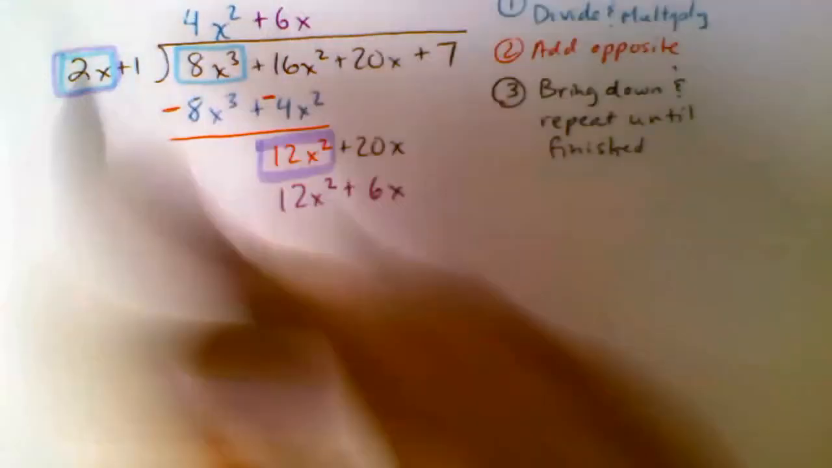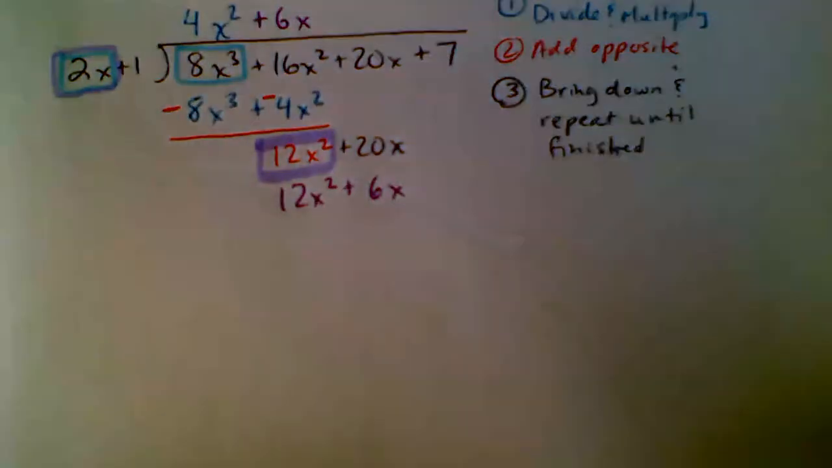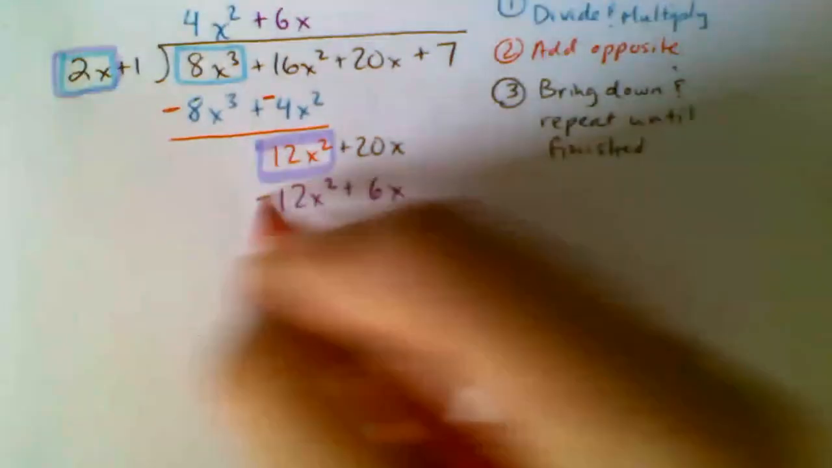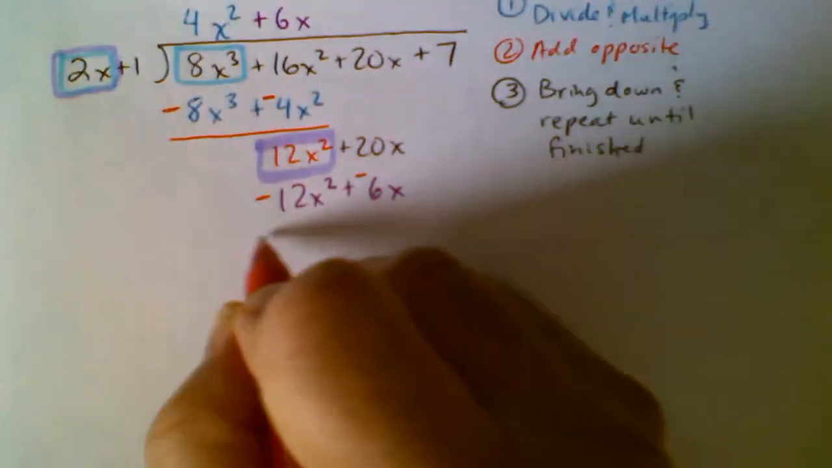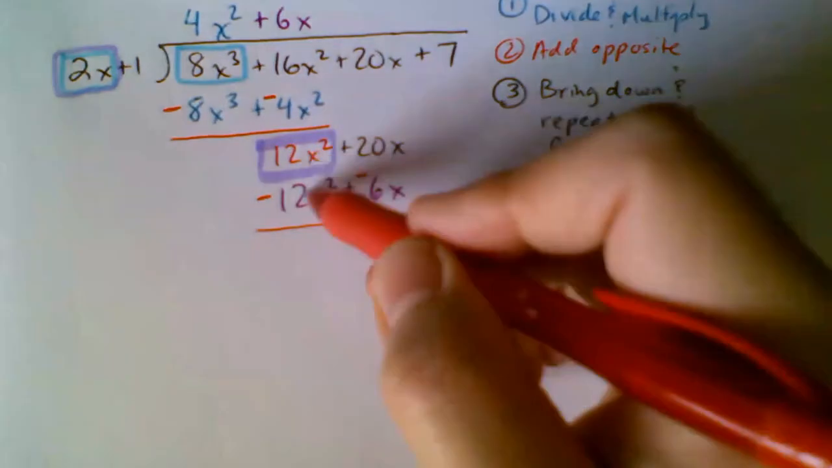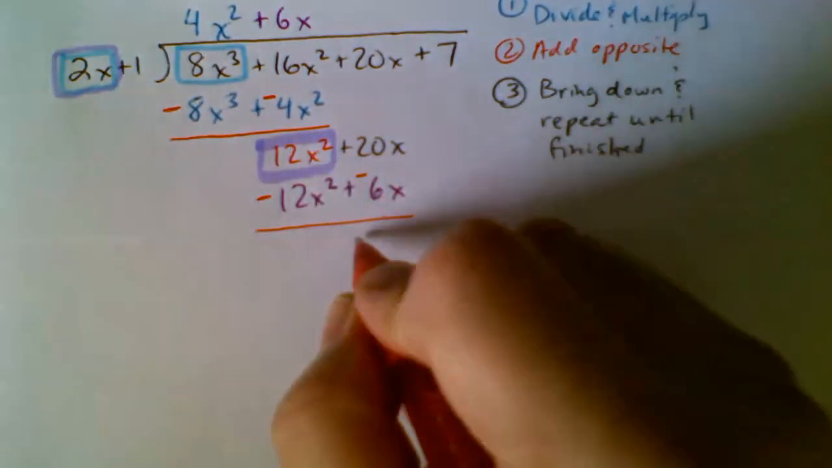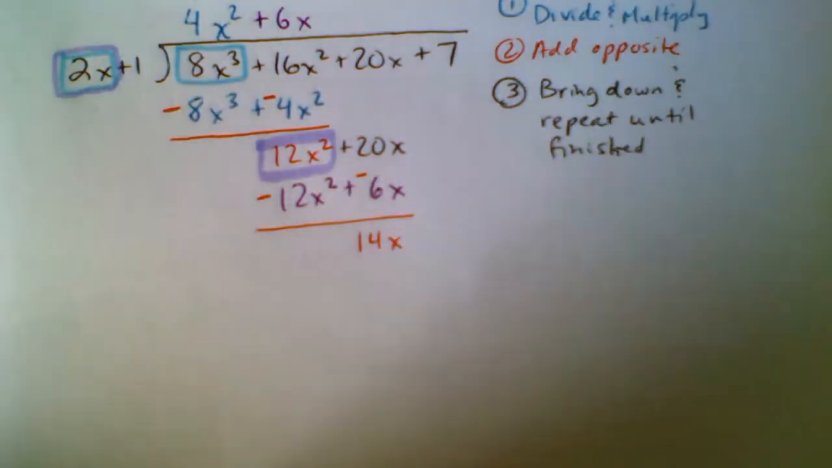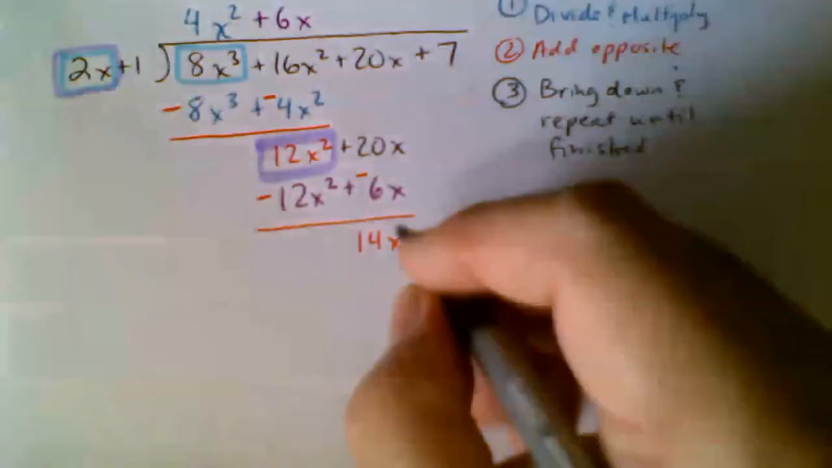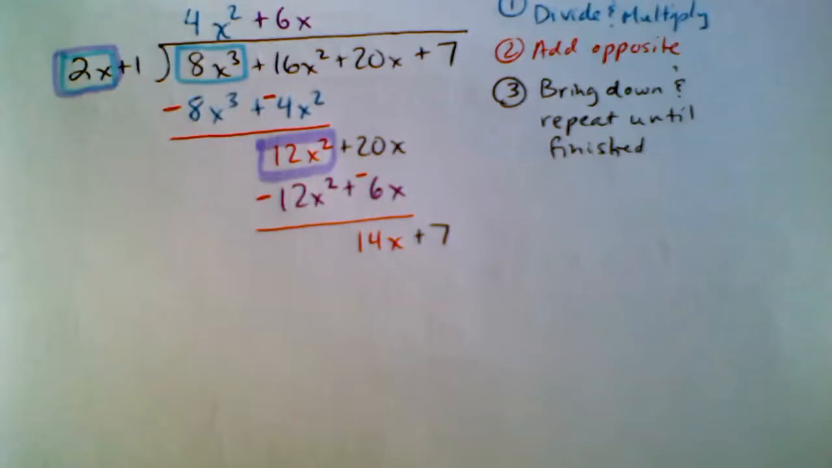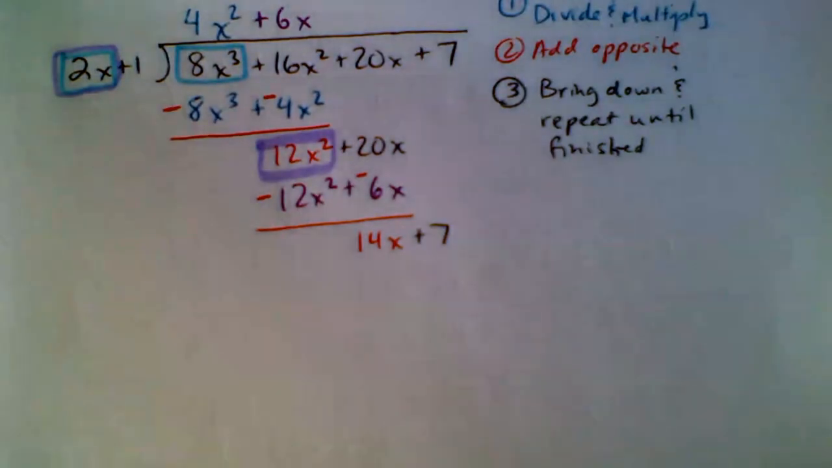So we divided and multiplied. Now we'll add the opposite. This 12 becomes a negative. This 6 becomes a negative. And this plus this is 0. This plus this is 14x. And then we'll bring down the 7. So after we've brought that down, we're ready to repeat again.